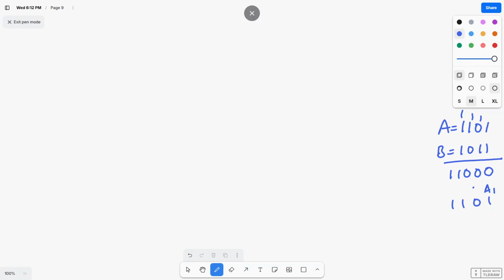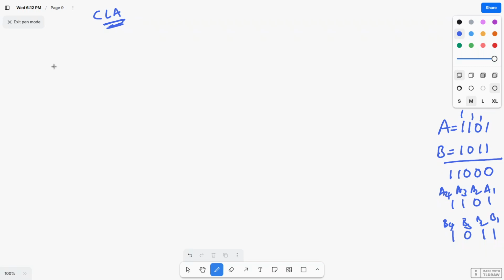Let us take this as A1, this is A2, this is A3 and this is A4. And next, 1011. So this is B1, B2, B3, B4. I'm drawing the CLA, carry look-ahead diagram. So how many full adders do you have? How many full adders are there?